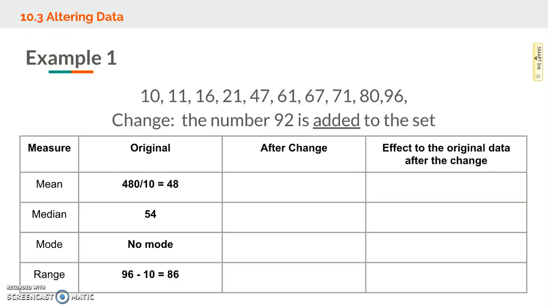Now we are going to insert 92. All right, so let's take a look at our numbers here. Inserting 92, now instead of 10 numbers, now we have 11 numbers, right?